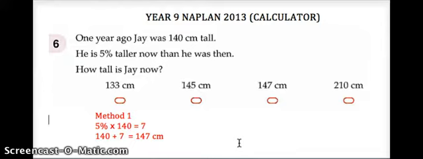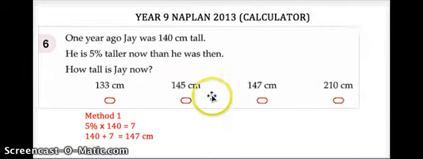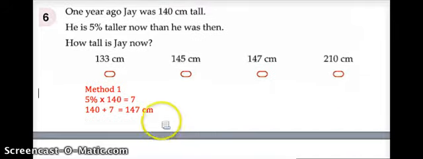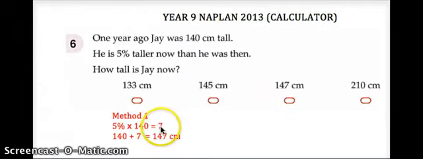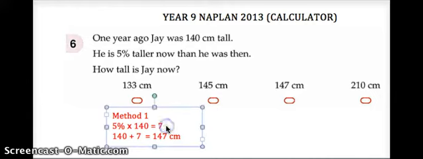If you do get an error, what you can do is do 140 times 5, then use the percent button and press equals. Your answer will be 7. So 7 centimetres is the 5% extra that he has grown. So his new height is 140 plus 7, which is 147 centimetres.